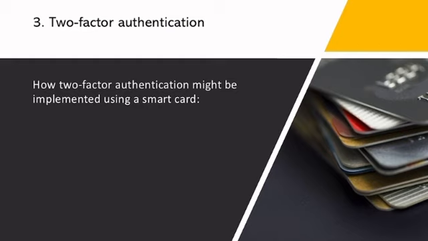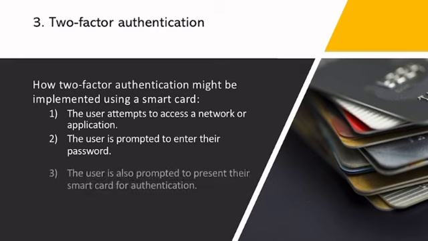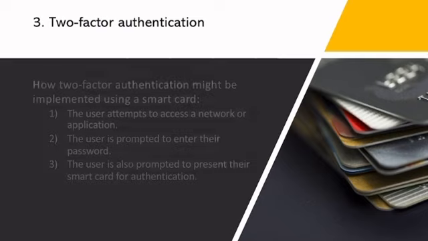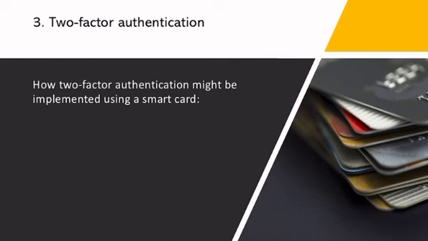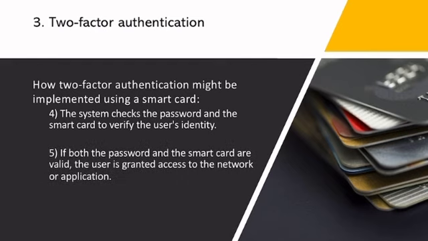This is how two-factor authentication might be implemented using a smart card. The user attempts to access the network or an application. The user is prompted to enter a password. The user is also prompted to present their smart card for authentication. The system checks the password and smart card to verify the user's identity. If both the password and the smart card are valid, the user is granted access to the network.